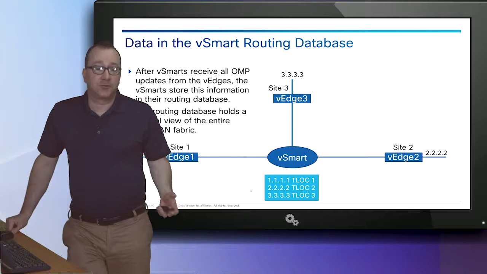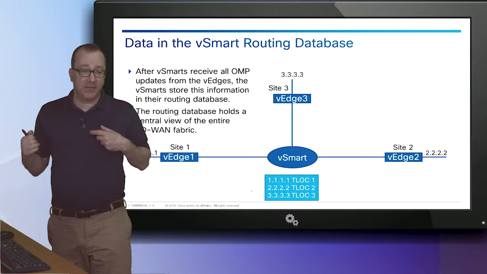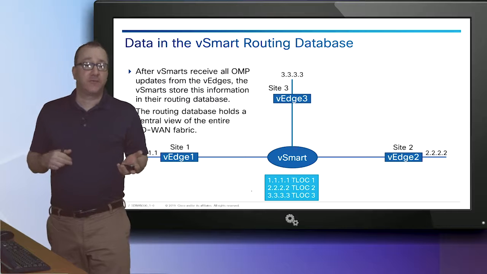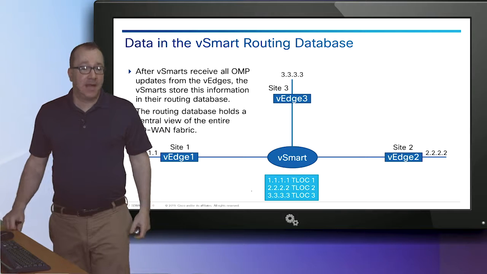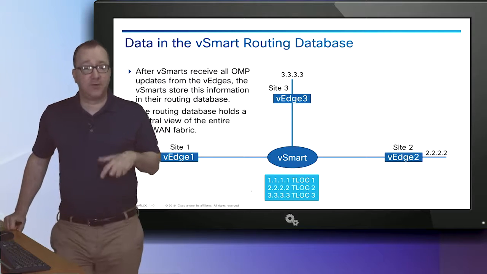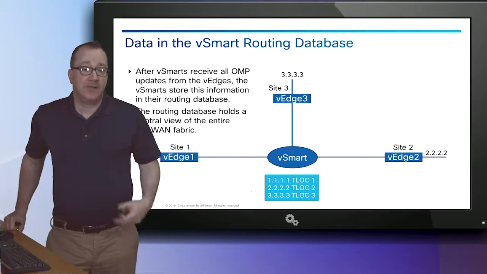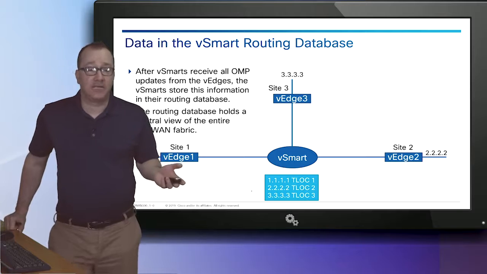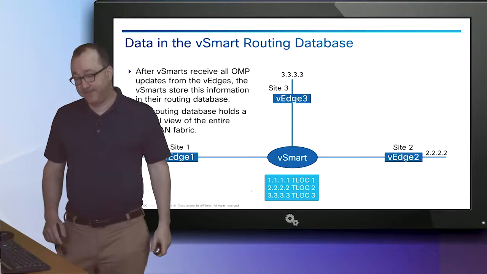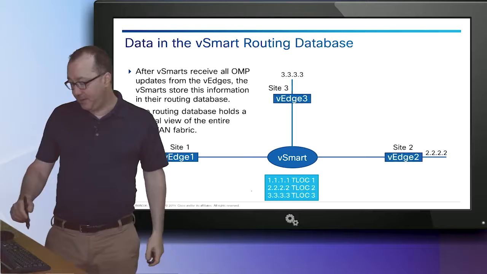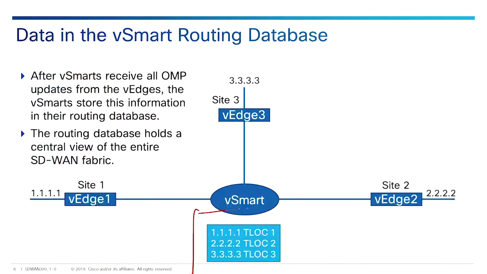After the vSmart controllers receive all those OMP updates from the vEdges, the vSmart controllers store this information in their routing databases. If an incoming policy modifies those OMP updates, the vSmarts store only the modified information. This way, the routing databases hold a central view of the entire SD-WAN fabric. Okay? And so vSmart is aware of everything.